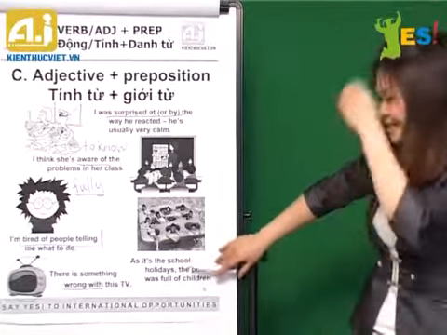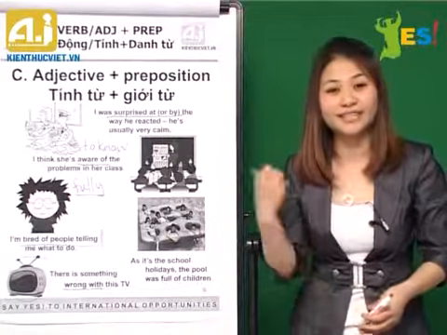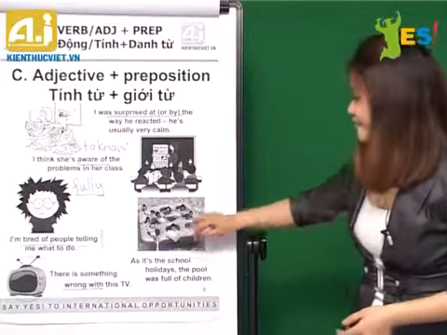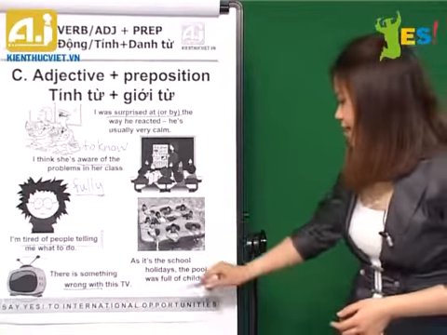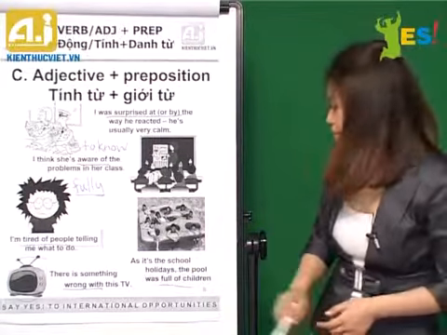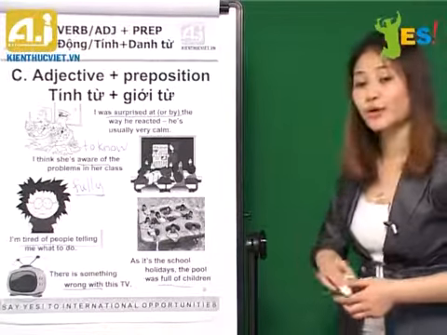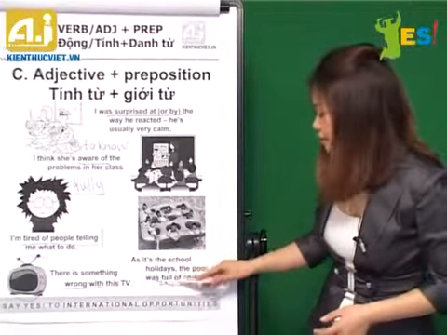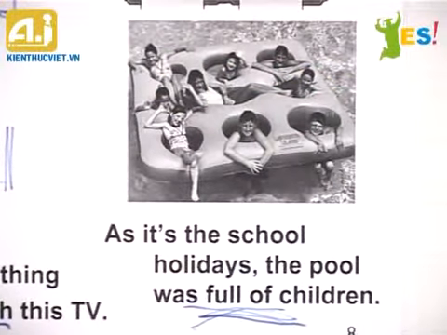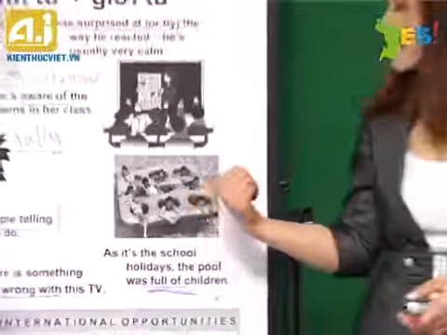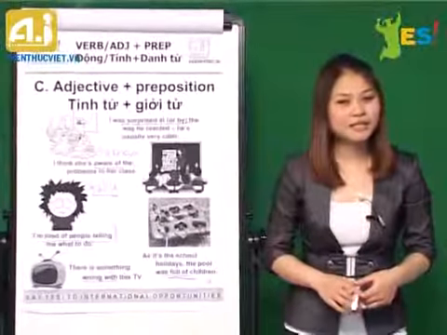Alright, and the last picture of the slide and also the last picture of this lesson, you have a pool and a lot of students, right? So we have to be full of something. As it is the school holiday, the pool was full of children. To be full of children, like 1, 2, 3, 4, 5, 6, 7, 8. Right? You have a lot of students in the pool. So the pool is full of students, right? To be full of something.